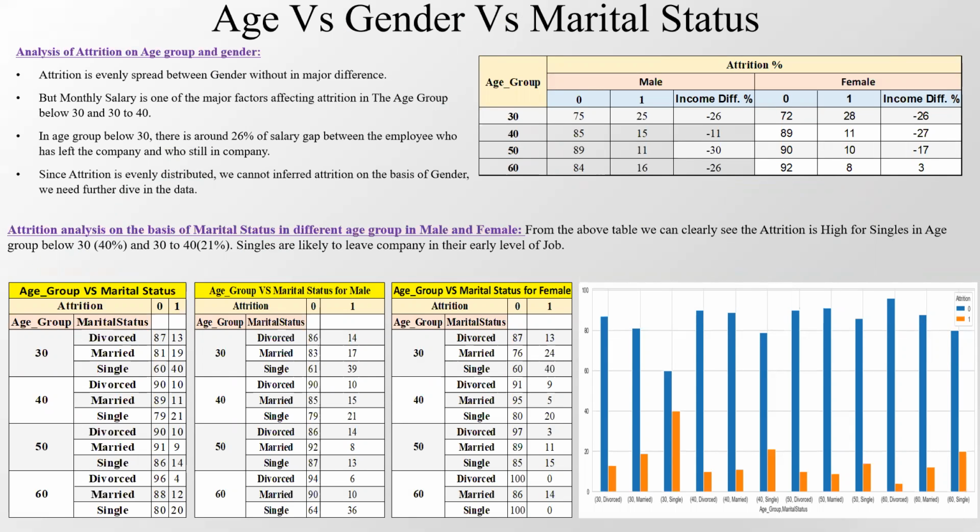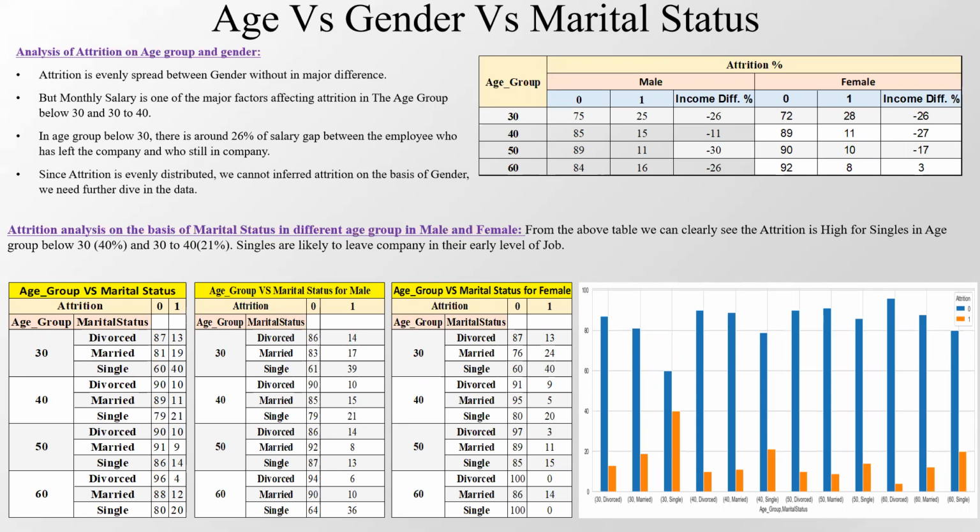This is basically the data in this slide. What we have done is divide the data between age, gender, and marital status. First, we divided the data in terms of age and gender, and we tried to find the monthly average income difference. For male, there is a 26% difference for the under 30 age group between the employees who have left the company and who are still working in the company. But we have seen the same thing in terms of female also. So we can't conclude that there is an income difference in terms of male and female.